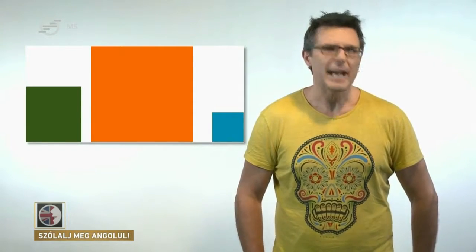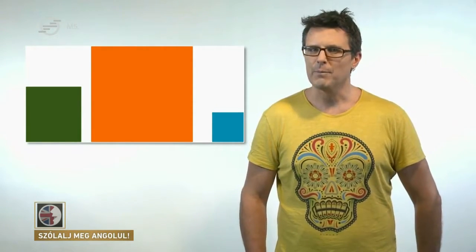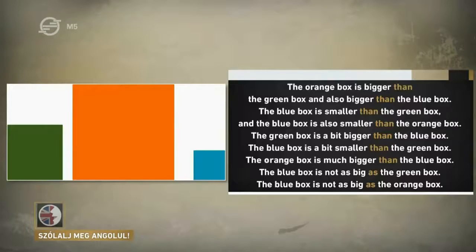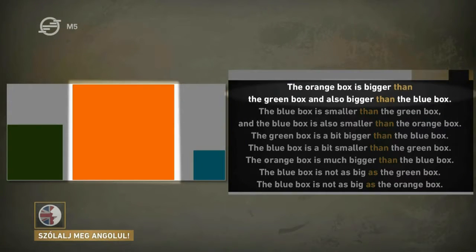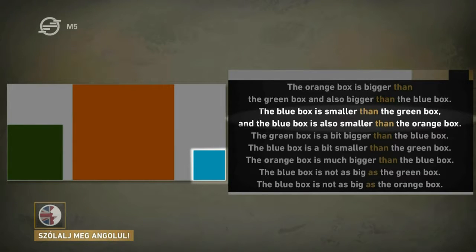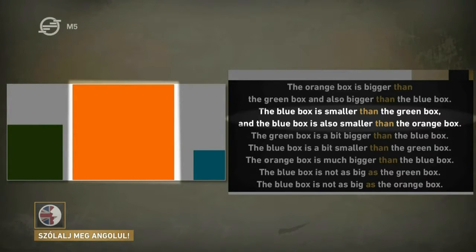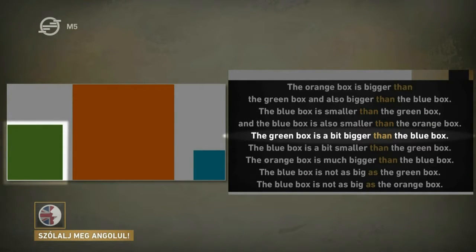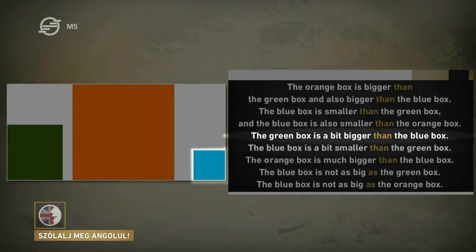Have a look at the following pictures and then make sentences about them. Compare them. Let's do the first one together. Look at these three boxes. Okay, so we can say that the orange box is bigger than the green box and also bigger than the blue box. The blue box is smaller than the green box, and the blue box is also smaller than the orange box. The green box is a bit bigger than the blue box.